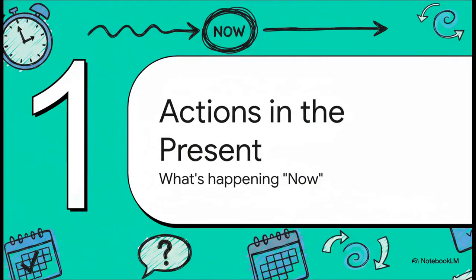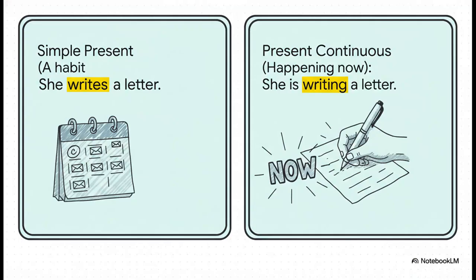All right, let's kick things off right in the middle of our timeline, the present. Now, how do we talk about what's happening at this very moment? Well, as you're about to see, English gives us a few different ways to do this, and each one has its own unique feel. Okay, so check out the difference here. It's pretty important. On the left, she writes a letter. That's the simple present. It describes a habit, a regular fact. Maybe she writes one every single Friday.